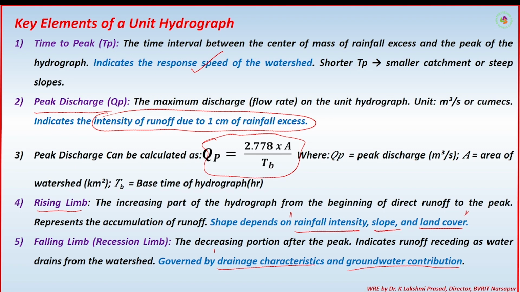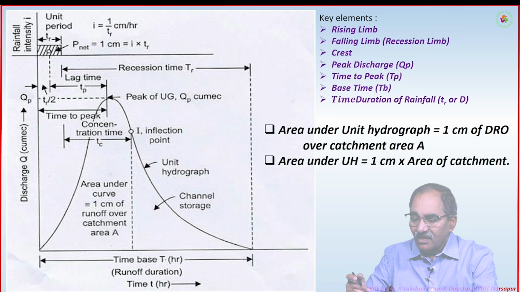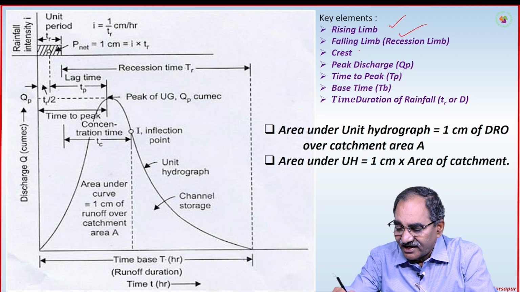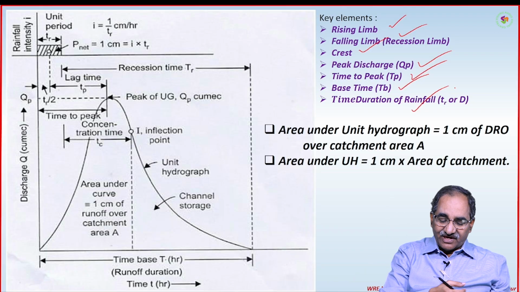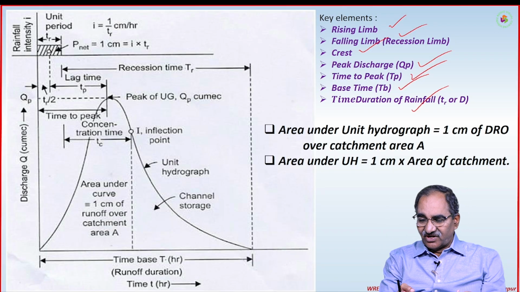Whereas the recession limb means after the storm. That means how the drainage characteristics are, how the groundwater contributions are. These are the 2. Please remember, the storm characteristics do not have any hold on the recession limb. They influence only the rising limb. So rising limb, falling limb, crest, peak discharge, time to peak, base time, time duration of rainfall, all that we have studied previously, the same I have mentioned here.